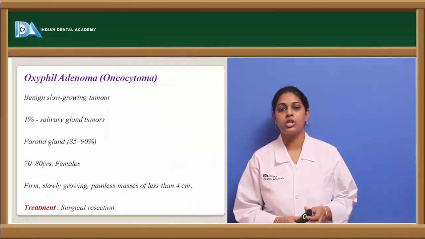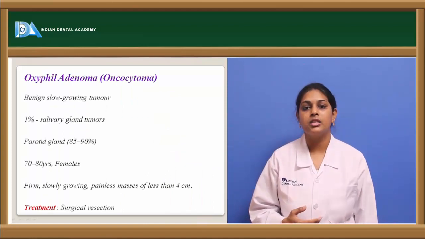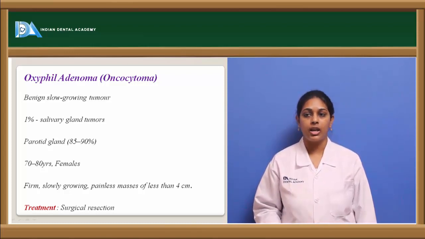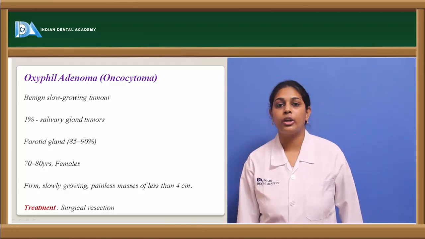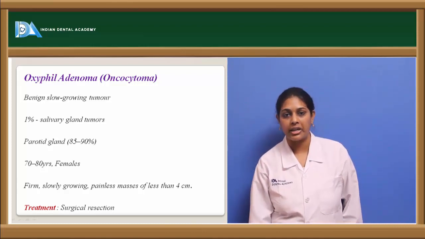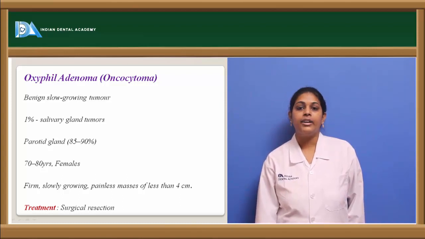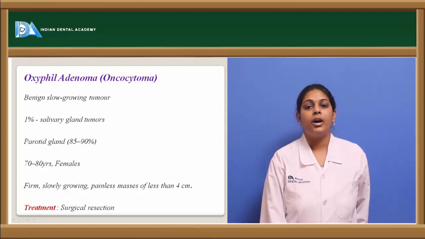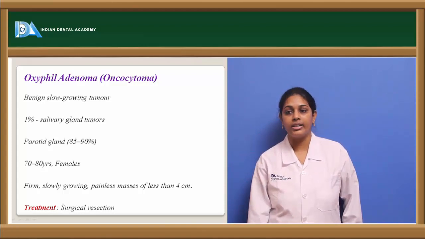Next coming is the oxyphil adenoma, also known as oncocytoma. It is usually a benign, slow-growing tumor which constitutes only 1% of all the benign salivary gland tumors, and the most commonly involved gland is the parotid gland, which constitutes 85 to 90% of all oxyphil adenomas. It is most commonly seen in females, where the gender predilection is towards females, and the age group is usually very elderly, 70 to 80 years.